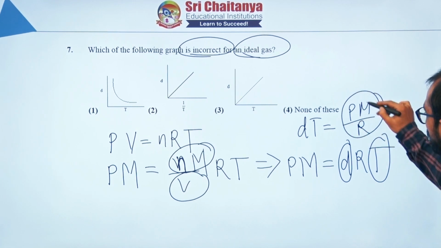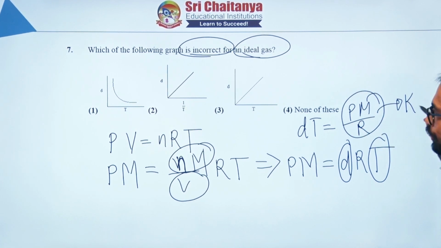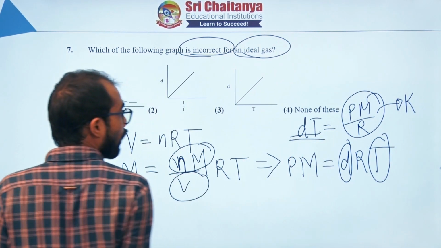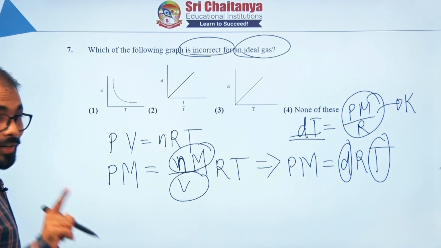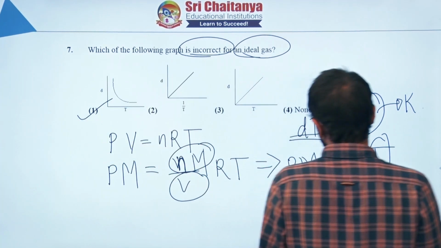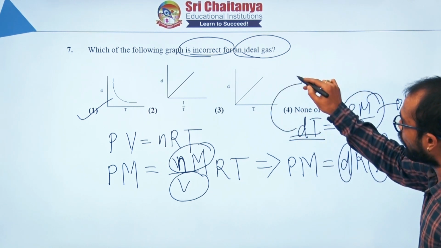Now this thing is constant. If I assume the pressure to be constant, this thing is constant. So x into y is equal to constant. What is the graph? Rectangular hyperbola. So this is correct.